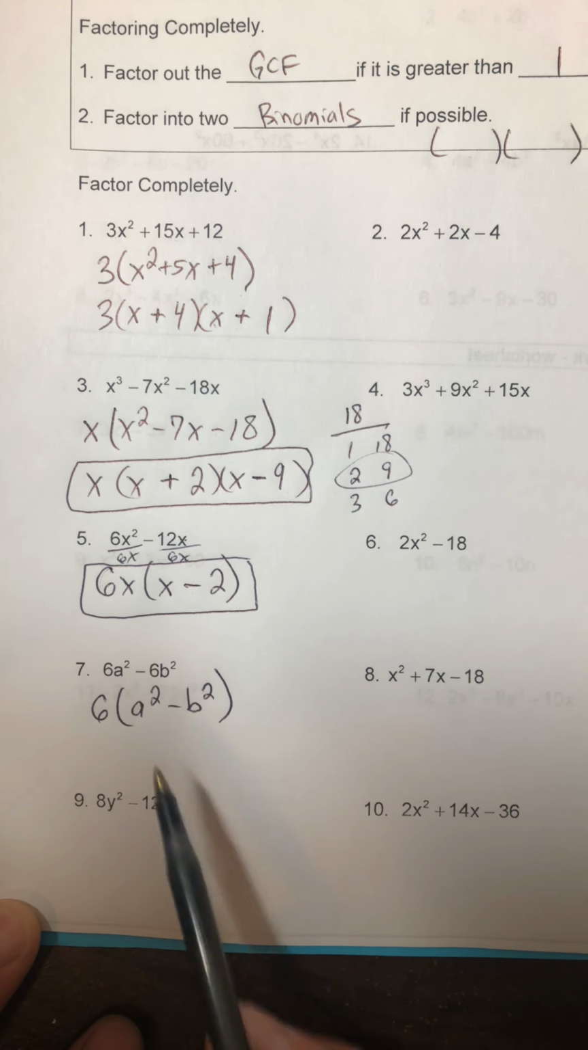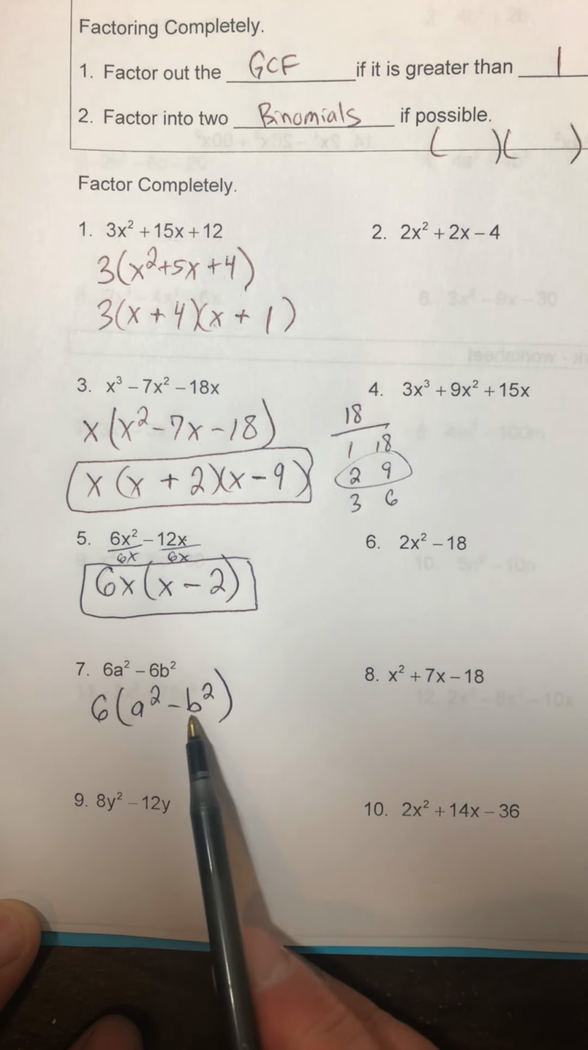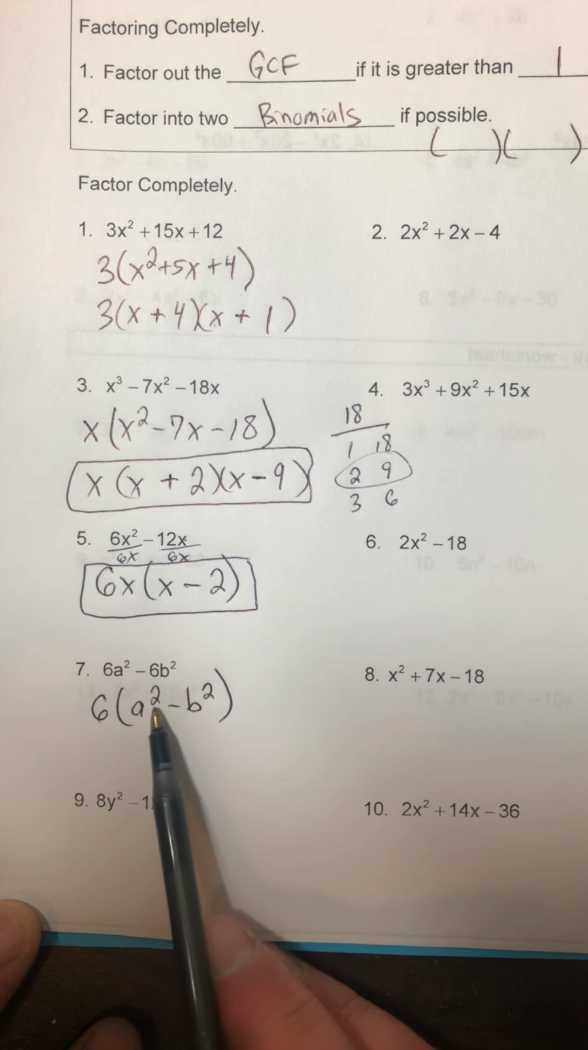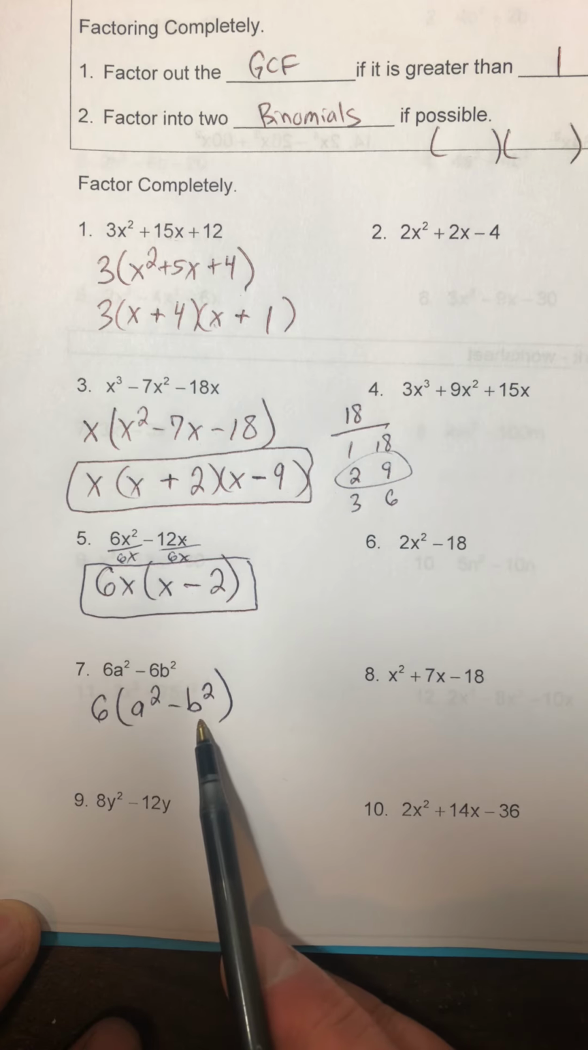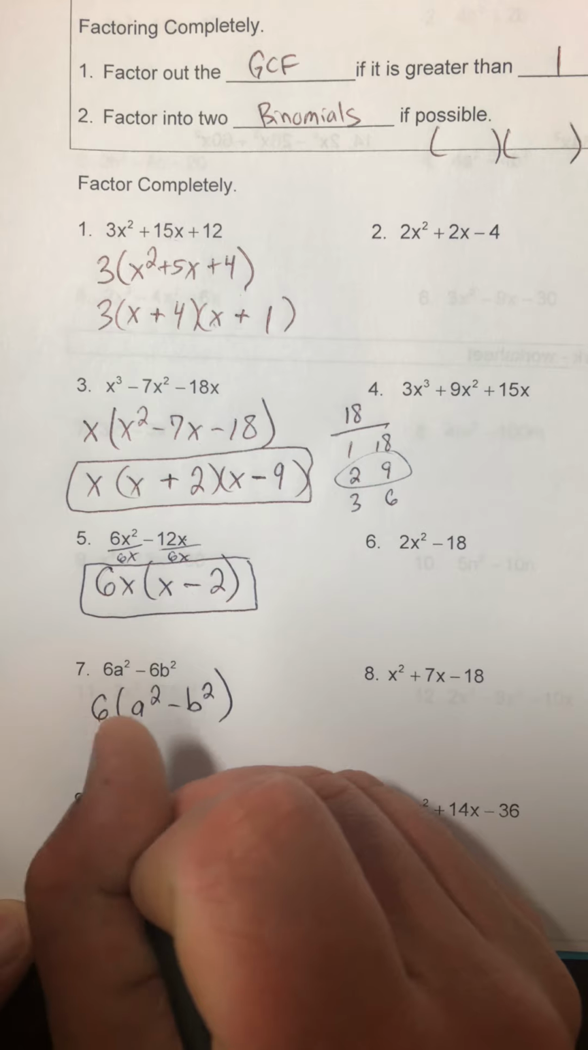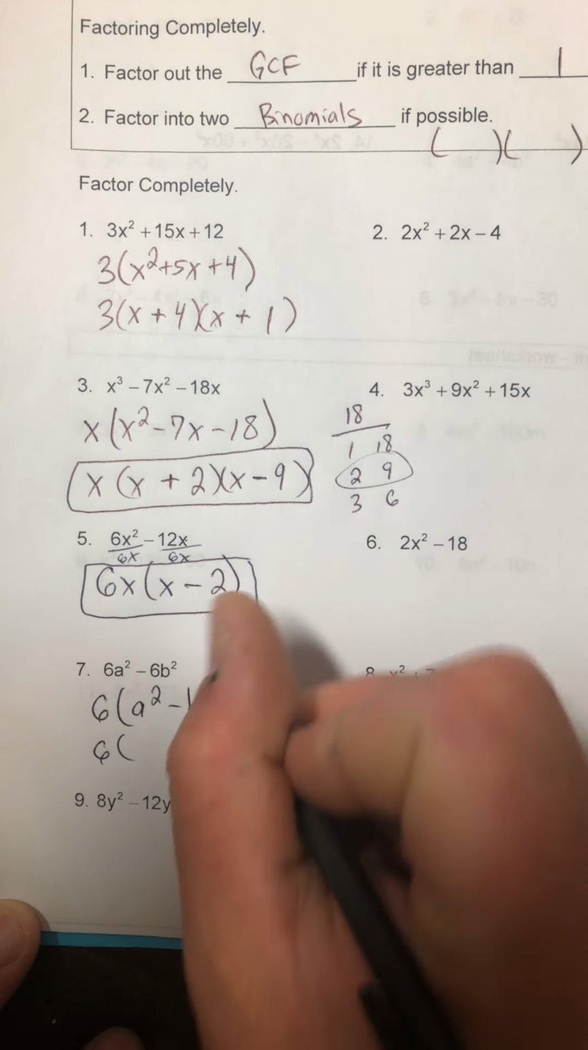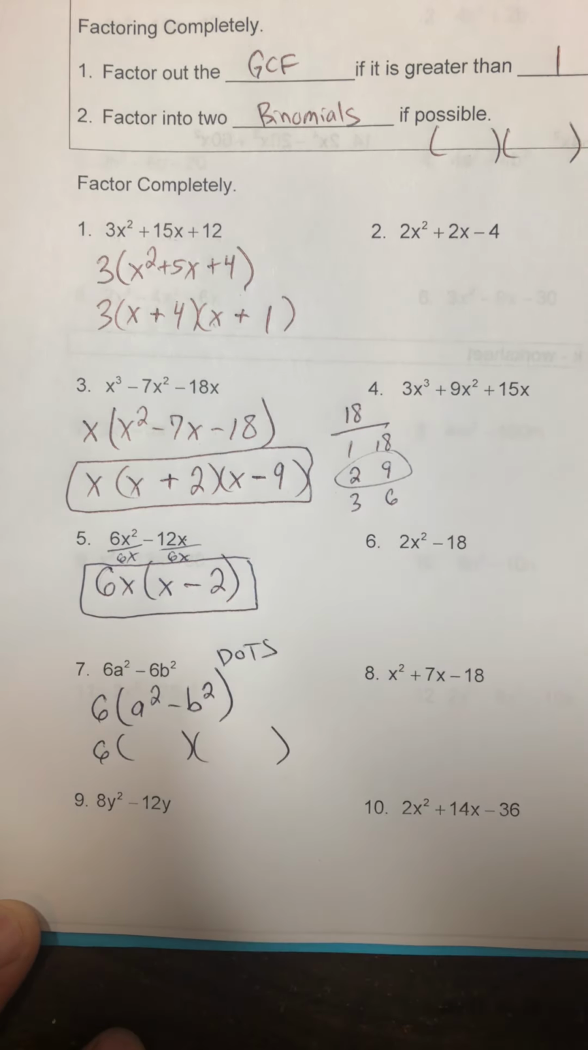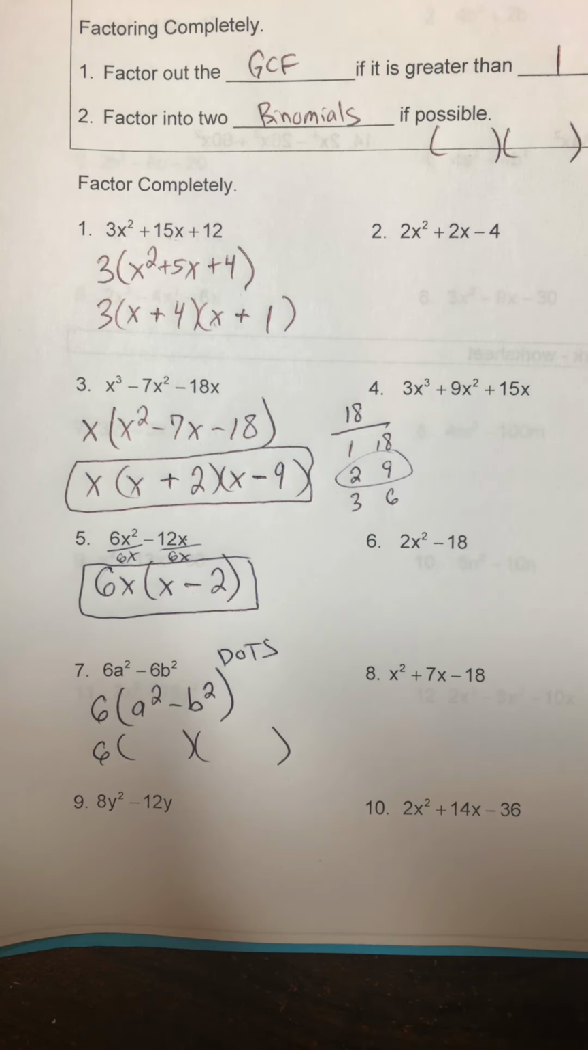All right. Can this set of parentheses be broken down any further? Well, a squared minus b squared, that's a binomial, two terms. It's actually a difference of two squares. All right, it's two things being squared. It's a minus sign here. So I know this can be broken down. Some people like to write DOTS every time they see it. It's a good reminder. All right, remember the DOTS.